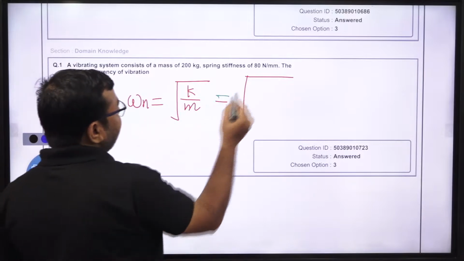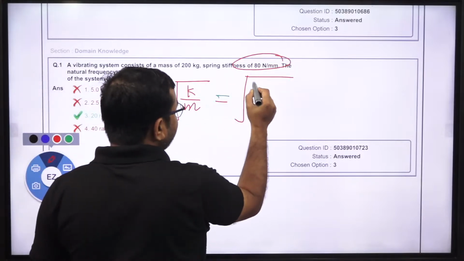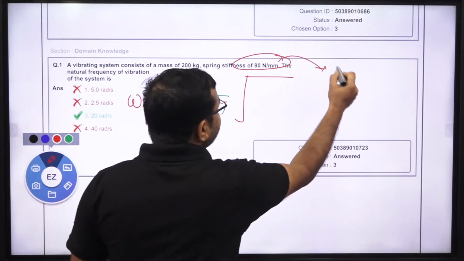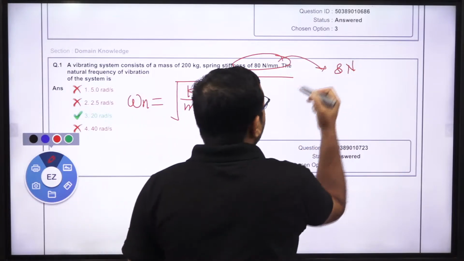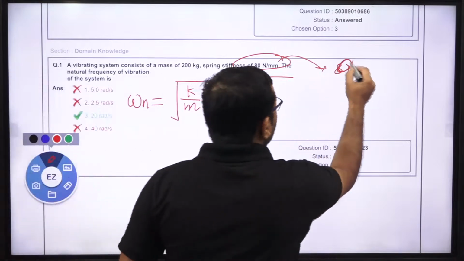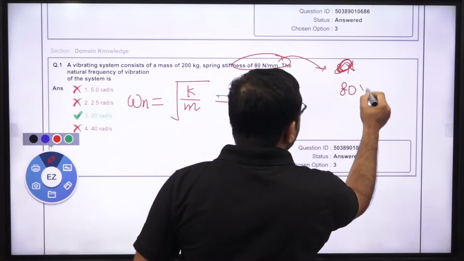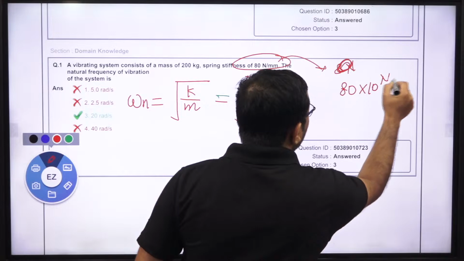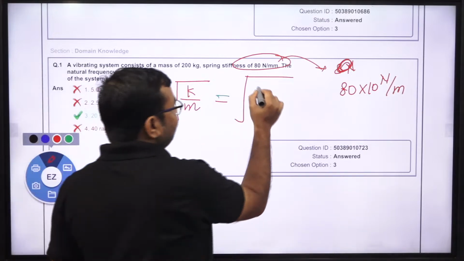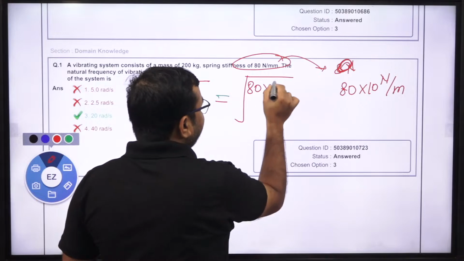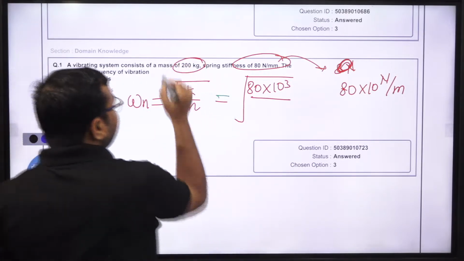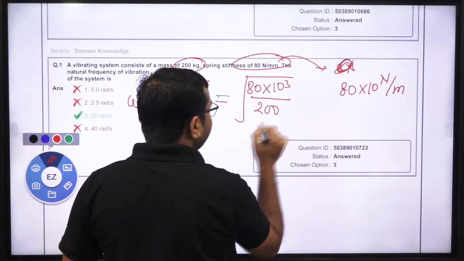So what is k? Stiffness is already given here, that is 80 Newton per millimeter. First you need to convert this into Newton per meter. It can be written as 80 into 10 to the power 3 Newton per meter instead of 80 Newton per millimeter. Yes or no? And what about mass? Mass is given here, that is 200 kg. So simply we can write 200.